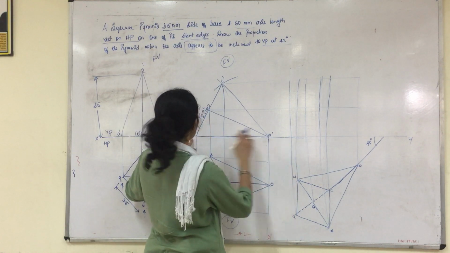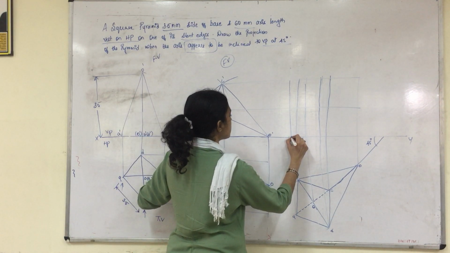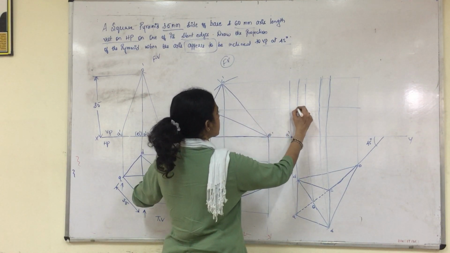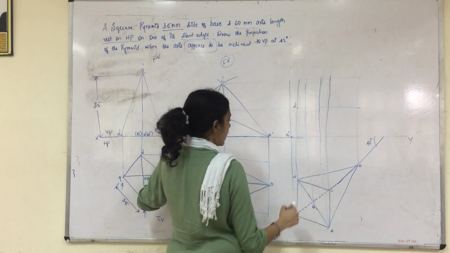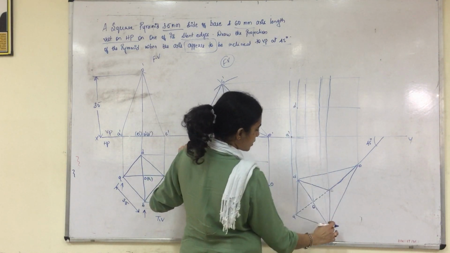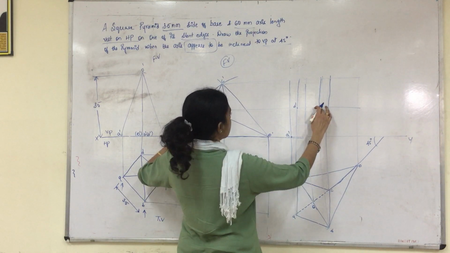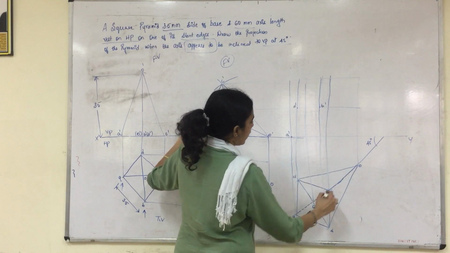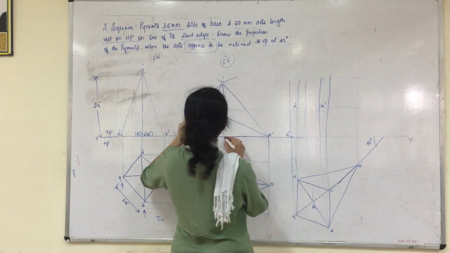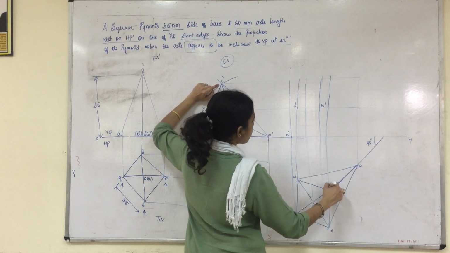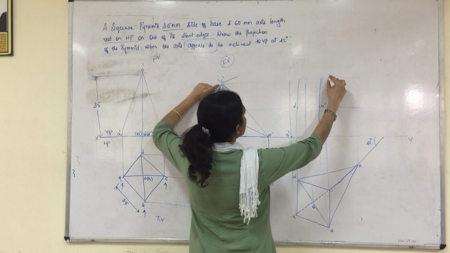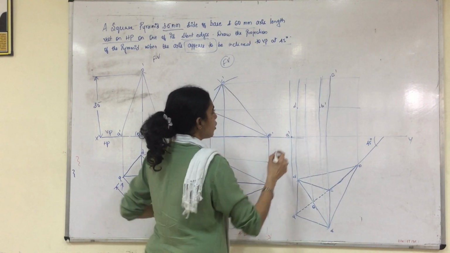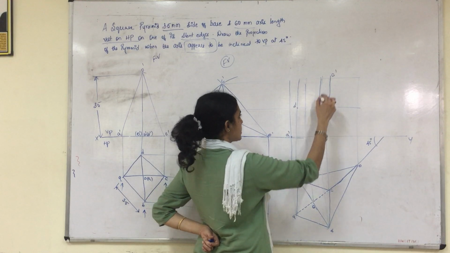So locus of A is meeting A dash at this point. So this is our A dash. So locus of D is meeting D dash at this point. So this is our D dash. So locus of B is meeting B dash at this point. So this is our B dash. And locus of C is meeting C dash at this point. So this is our C dash. So we got all the corners of the base, right?